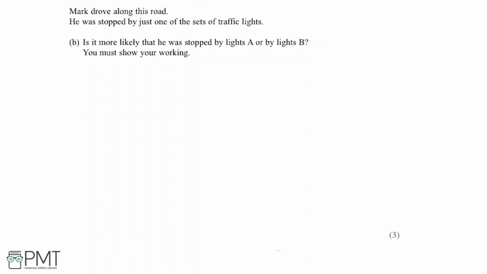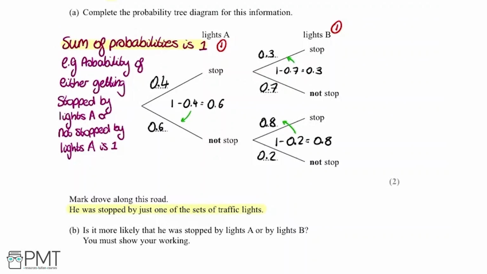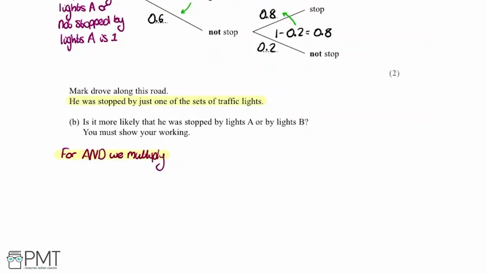So the key here is he was stopped by just one set of traffic lights. So we're going to look at the diagram to see what the possibilities are. So he could have been stopped by light A, but then he can't have been stopped by light B. He's going to have to be stopped by light A and not stopped by light B. Or he was not stopped by light A, but then he was stopped by light B. So there are these two possibilities. This route through the tree, or this route through the tree. Now I've just written this thing down here saying "and" we multiply. And hopefully you'll see what I mean in a minute with that. So we're going to look at the two options.